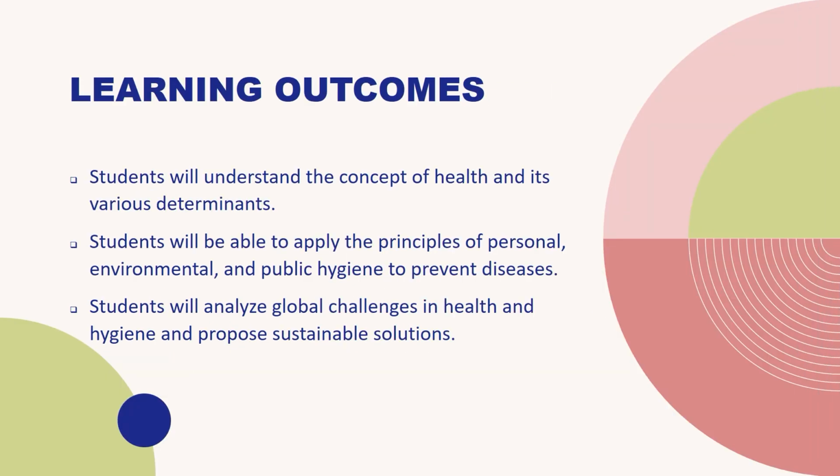The learning outcomes of this module are: students will understand the concept of health and its various determinants. The student will be able to apply the principles of personal, environmental, and public hygiene to prevent diseases. The student will analyze global challenges in health and hygiene and propose sustainable solutions.